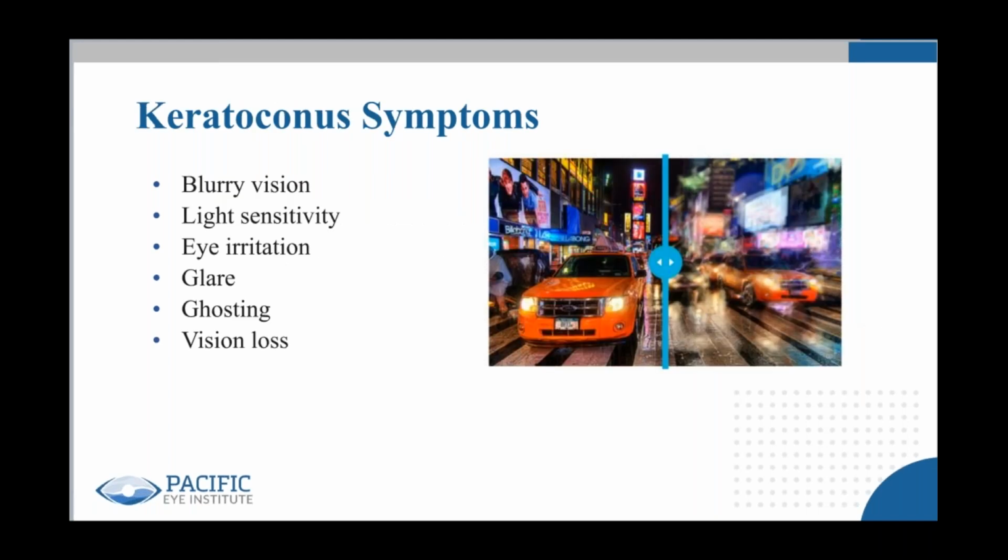So what kind of symptoms does keratoconus cause? Well, first and foremost, patients have blurry vision with this abnormal shaped cornea. And many of these patients are wearing contact lenses to correct their vision. And from that, they get light sensitivity and eye irritation as the contact lens rubs on the front of the cone. They can get glare, ghosting, or double vision. And eventually this can lead to permanent vision loss if it isn't properly identified and treated.